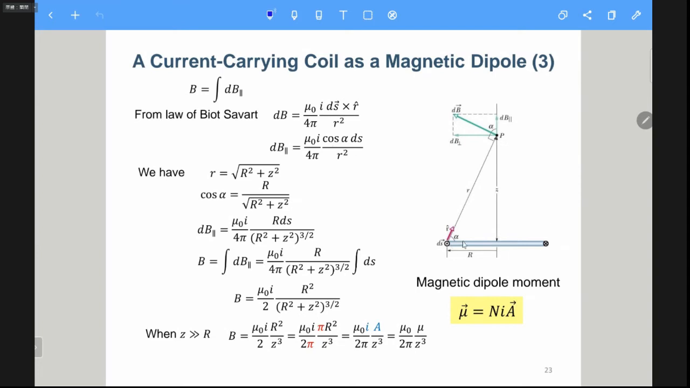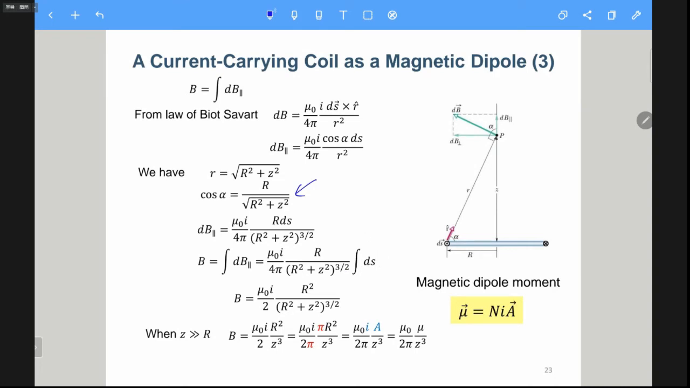Okay, so cosine alpha is this one. Cosine alpha is the capital R over small r, and small r is the square root of z squared plus capital R squared, like this. So this is cosine alpha. This is r, and then we can plug these two into here. So we still have r squared plus z squared to the 3/2 power, and then do this integration. This integration is easy because this is nothing but a constant. So we only integrate ds over the whole circle, which is nothing but 2 pi r.